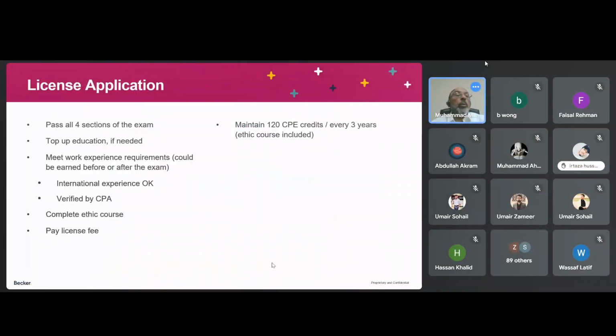Okay. So now we come to applying for the license. You need to pass all the 4 uniform exams, and Mr. Ben will be telling you which 4 exams. Then you have to meet the deficiency in your education, if any. And then you need to meet the work experience requirement. International experience is also acceptable. It has to be verified by a US CPA and sometimes has to be supervised by a US CPA. So we normally go for the states which accept international experience and also verification by a CPA.